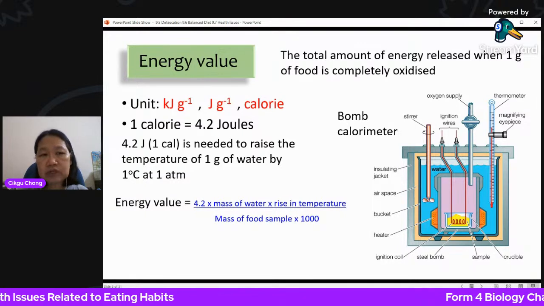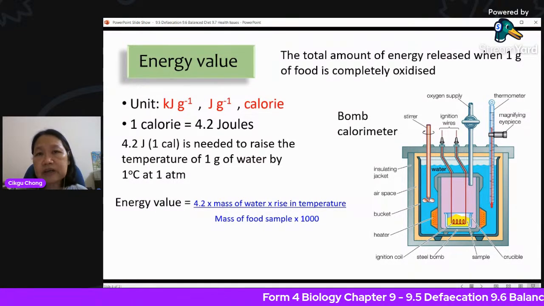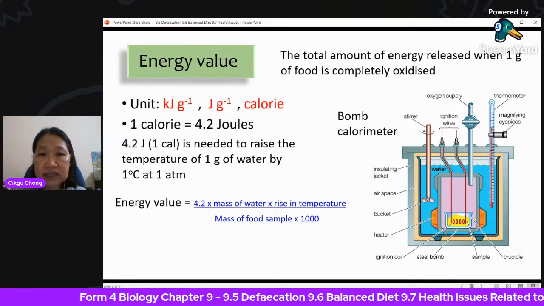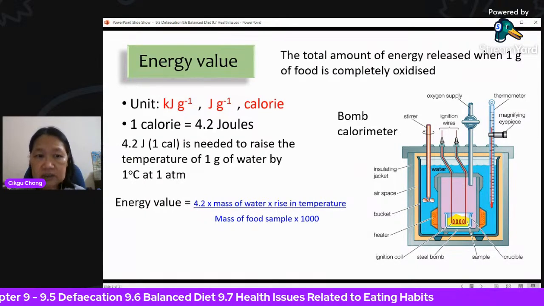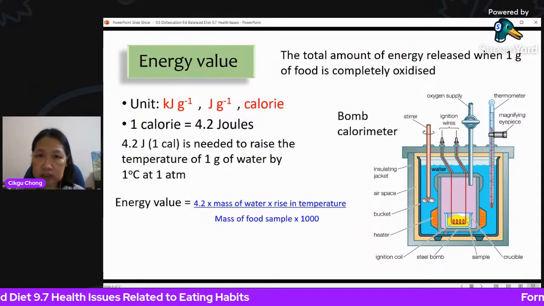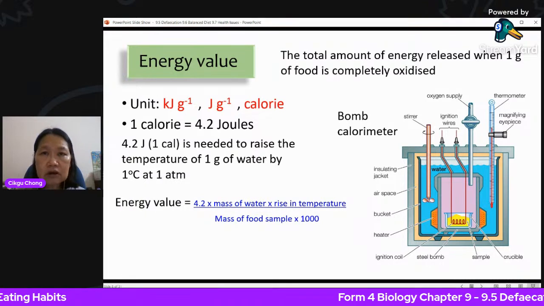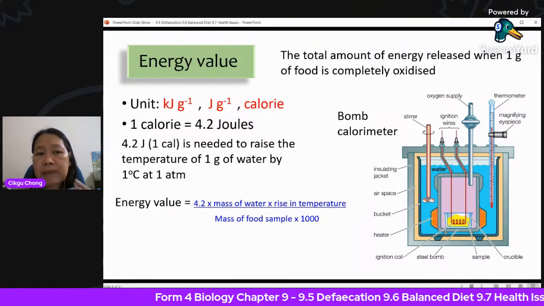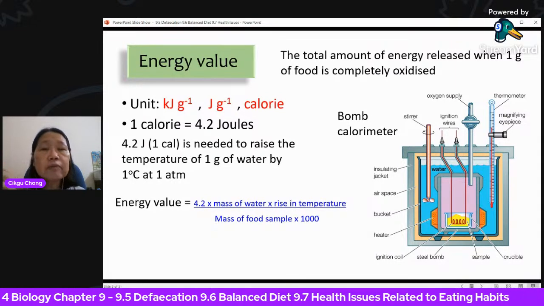The formula you need to use is for energy value. You have to memorize this, because sometimes it's not given to you, even for an objective question. They give you all the data and ask you to calculate the energy value. It's not difficult: 4.2 times mass of water. Remember it's the mass of water on the top, not food. Then divide by the mass of the food sample. You need the mass of water because that is how much water will be absorbing your heat.